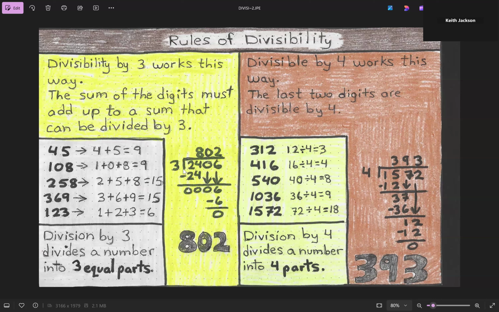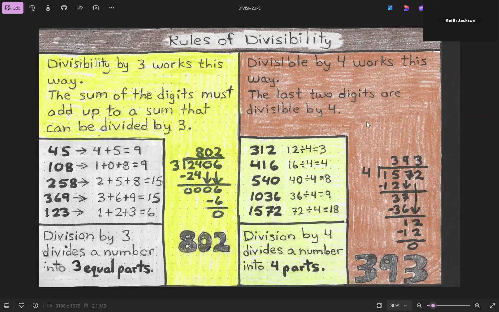We know that 3 goes into 24 8 times. And we bring down the 24 and subtract, right? Then we bring down the 0 here, making sure to put a 0 here as a placeholder. And then the only thing that we have to do is bring down this 6. And we know that 3 goes into 6 twice. 6 minus 6 will give us 0. And the answer is 802. And here is a wonderful thing about dividing by 3, is that division by 3 divides a number into 3 equal parts.